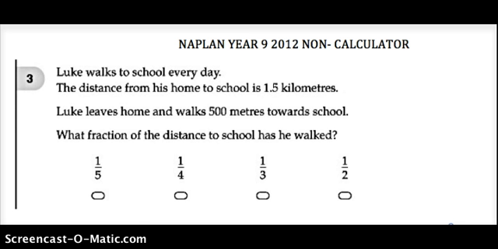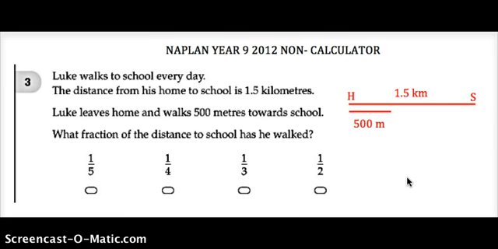2012 non-calculator paper, question 3. Luke walks to school every day. The distance from his home to school is 1.5 kilometres. Luke leaves home and walks 500 metres towards school. What fraction of the distance to school has he walked? Pause the video and attempt the question.